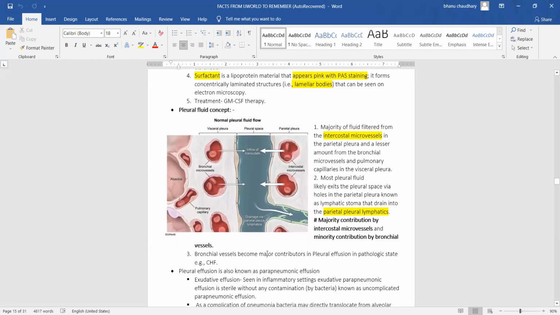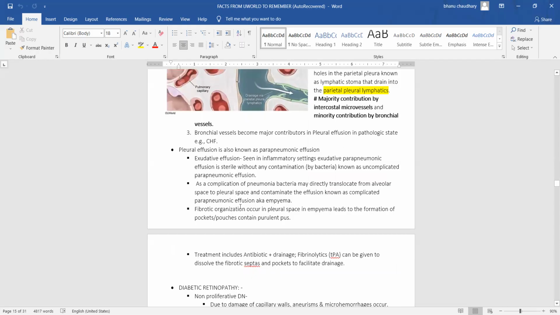Now, pleural effusion can also be known as parapneumonic effusion, which is around the lungs. Para means around, pneumonic means lungs, so this is a fluid around the lungs. Sometimes Step 1 can also mention this parapneumonic effusion, so don't get confused. Both are the same thing. Now you know how this fluid is formed.